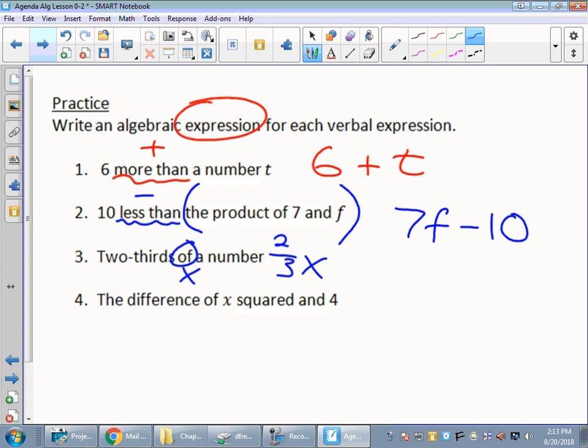And finally, the last one here, the difference of x squared and 4. So in this problem here, difference should signify subtraction for us. And we've got two numbers here, x squared being one term, the other term being 4. Because they don't have a less than in there, and they don't really have a different order, we can pretty much go x squared minus 4 in this situation to give us this expression. x squared being the first number, difference meaning subtraction, and 4.